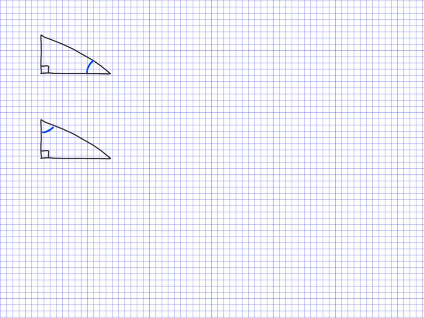Now, one thing that's common in both of these right-angled triangles is that this side is opposite the right angle. And again, this side is opposite the right angle. The side that's opposite the right angle is the longest side, and that's called the hypotenuse.